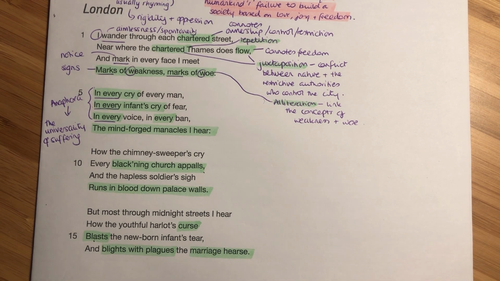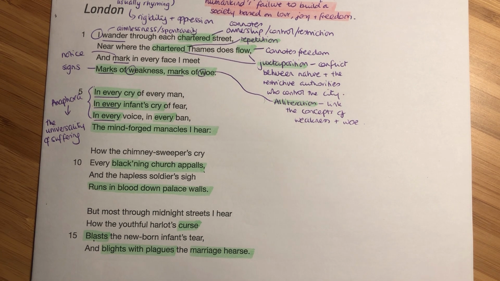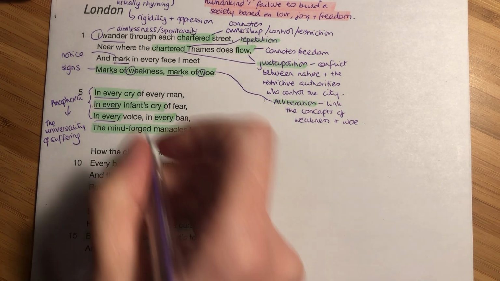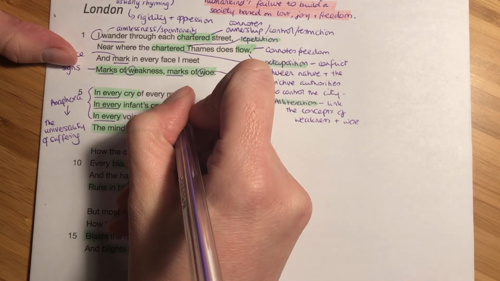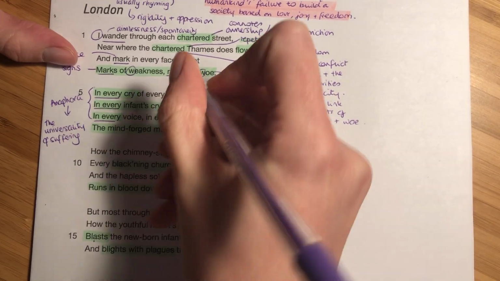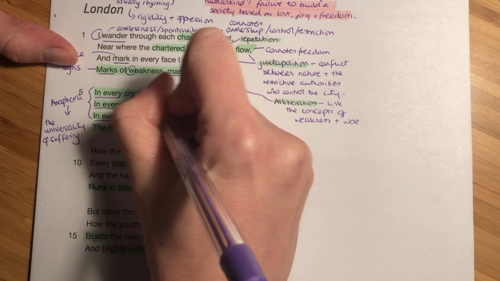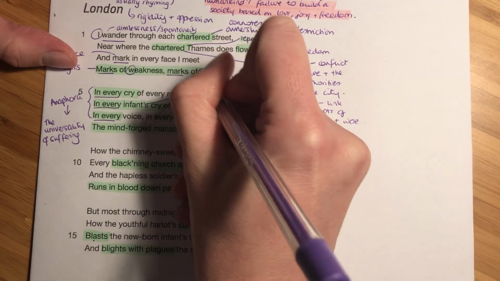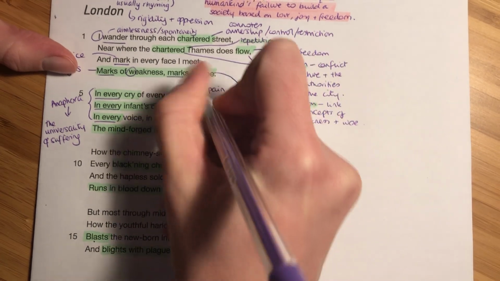Okay, and this is what Blake is hearing. This is a poem which deals really carefully and in a really fascinating way with sound. So many of Blake's impressions of London relate to the sounds that he can hear. So it's quite a sensory depiction of his journey through the city. So in every cry of every man, in every infant's cry of fear. So we have the juxtaposition here of man with infant. So this suffering affects everyone at every stage of life.